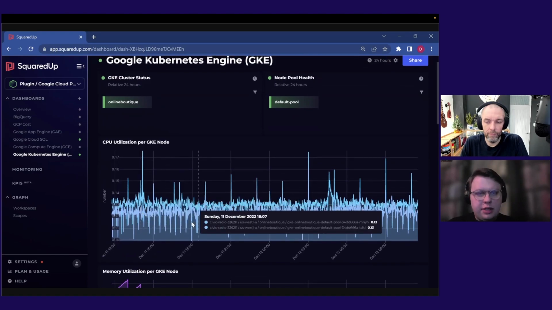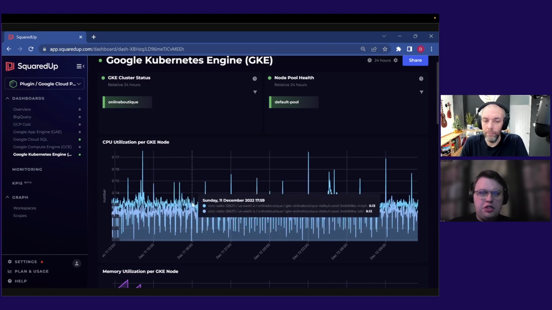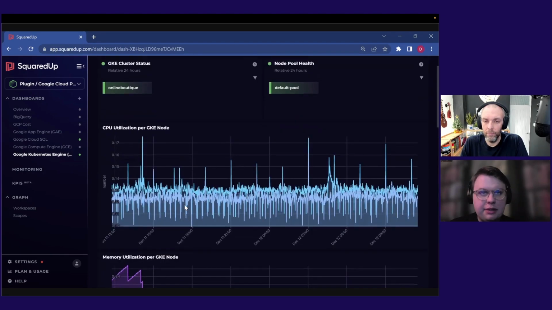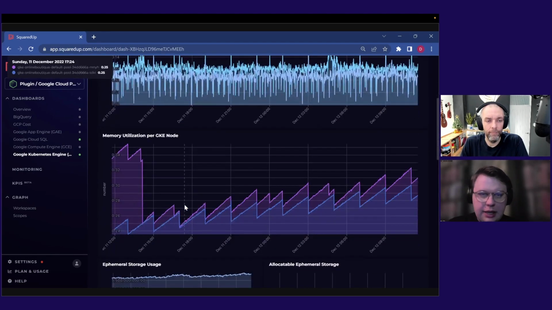Additionally, just on this one, if you have auto scaling enabled on your Kubernetes node pools, this could show when that could have happened. So you could see a big jump in CPU availability, for example. Scrolling down, I've got a bit more of the same, but this time memory utilization per GKE node.